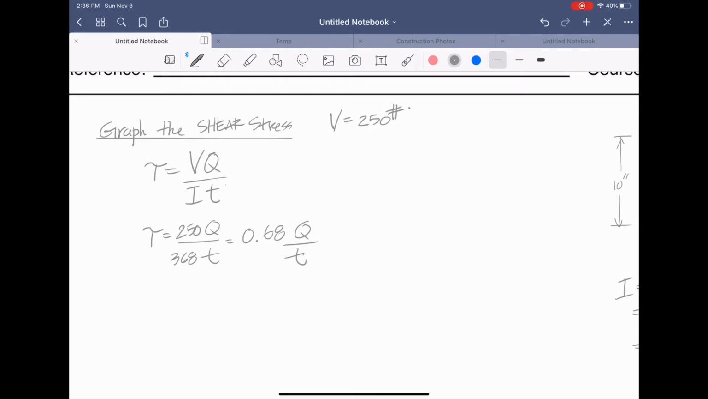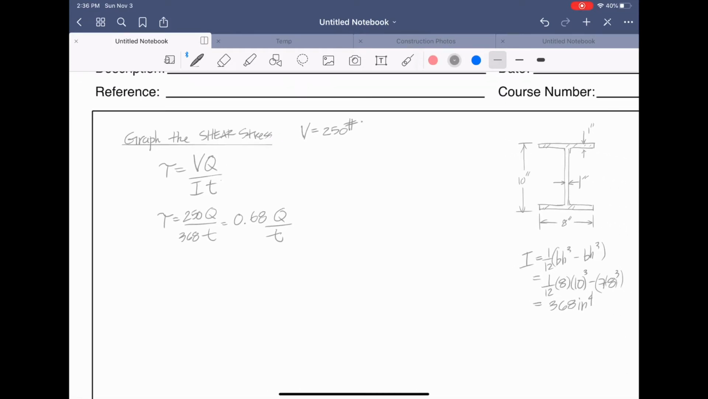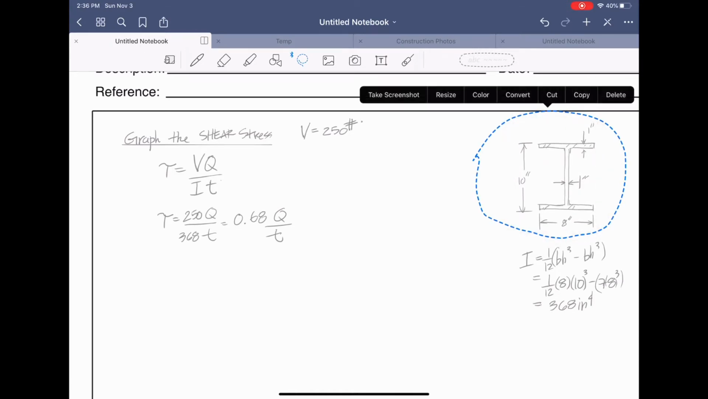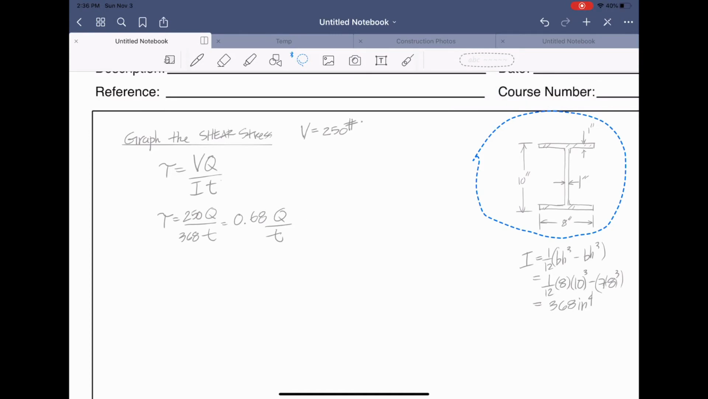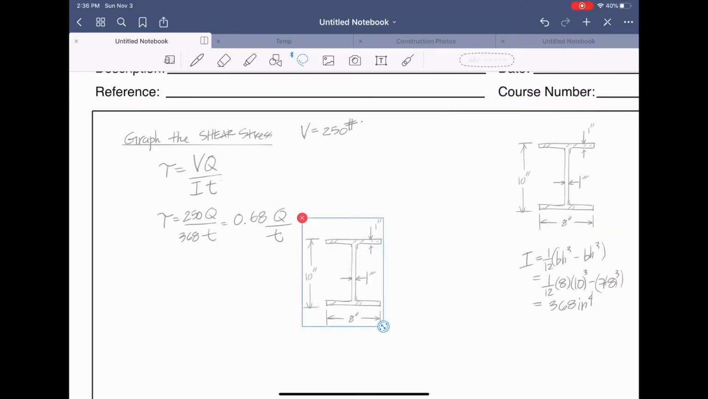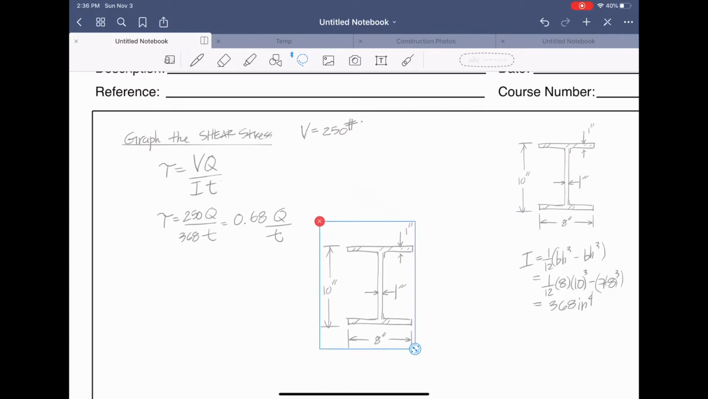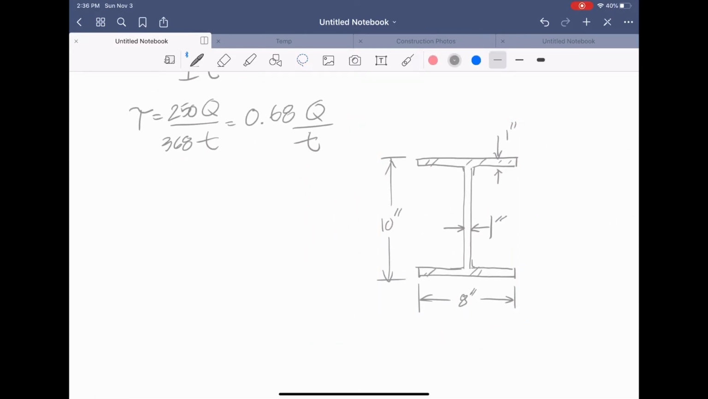All right, so in order to do it, we've got to look at every section. And so the best thing to do, I'm going to copy and paste this. We're going to be looking at the shear stress at the very end here, which is 0 because it's at the edge of it, right? So we know that tau at 0 is equal to 0, right?